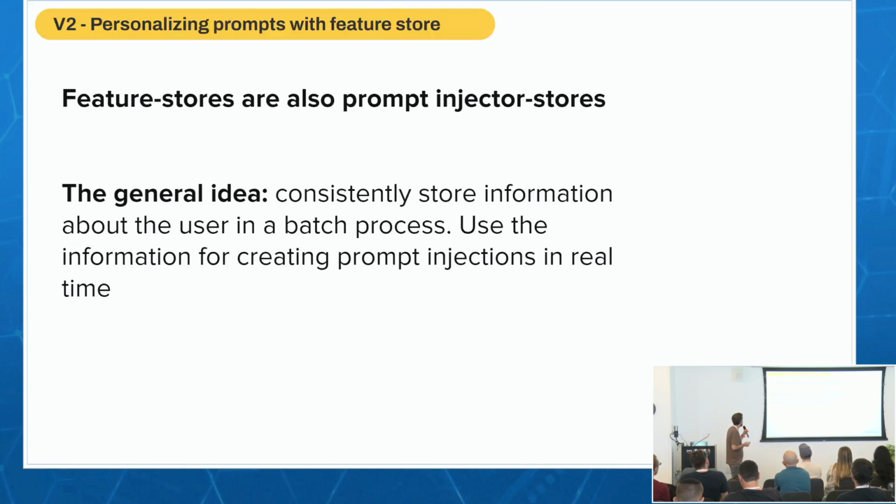So the solution that we came up with, which is our V2, is to use feature stores. Now, I think most of us know the concept of feature stores as a tool to make sure that training data and inference data are aligned, consistent, and available for data scientists and ML engineers. But we also thought that feature stores are prompt injector stores. That was the general approach. More specifically, we wanted to consistently store information about the user in a batch process and then use this information in real time for generating new responses.